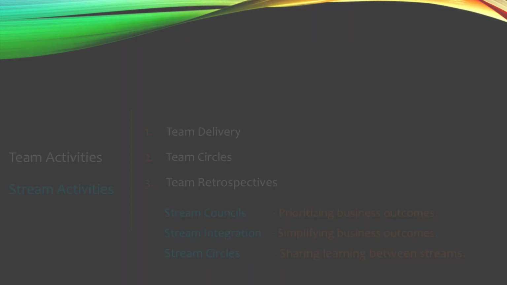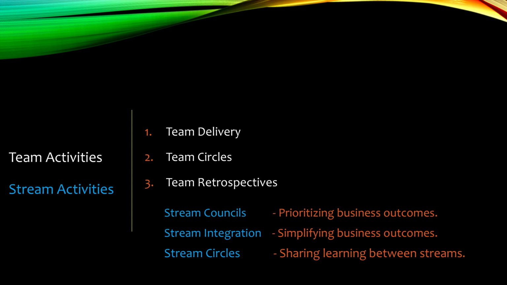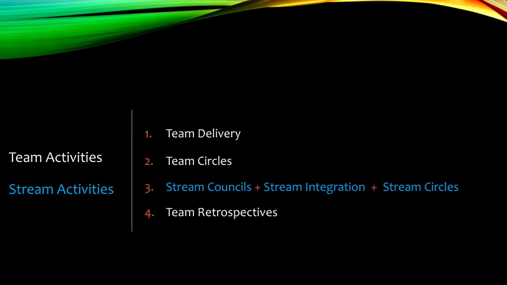We need 3 more activities for teams to self-manage a stream of business outcomes. Councils are team members coming together to prioritize outcomes. Integration means simplifying what the teams deliver for maximum market impact. And circles of members from different streams must share what they learn about their shared constraints. These activities happen in parallel before retros, so that teams can adapt their workflow to what they learn there.